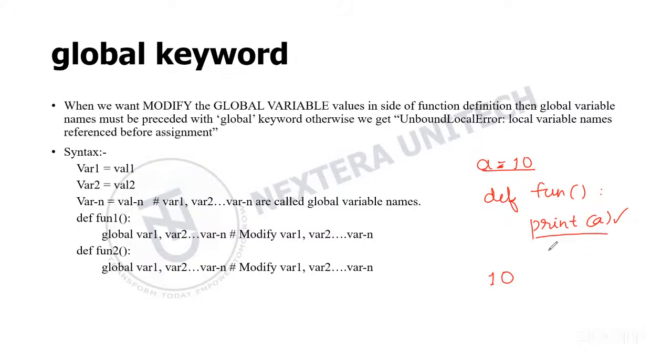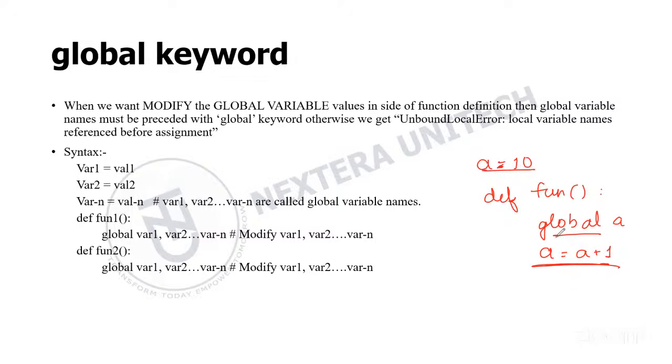But if I want to change the value of a, so I want to update the value, I need to for sure write global a. Then only it will take the value of a equal to 10 and then give a equal to a plus 1, that is 11. So if you want to modify the global variable, you must use the global keyword.